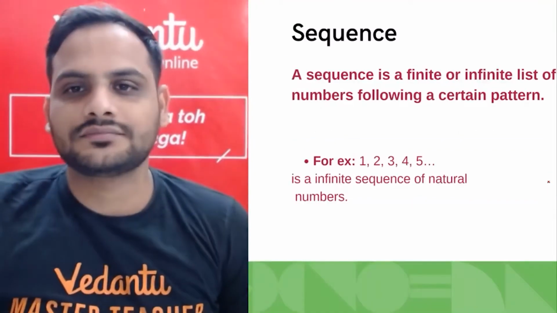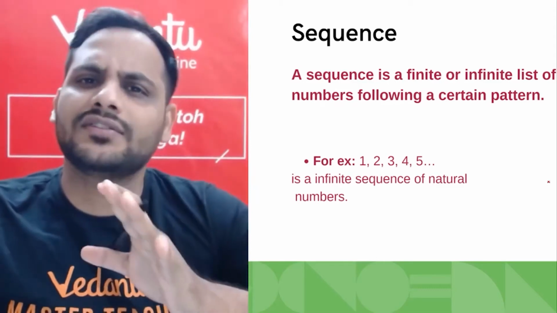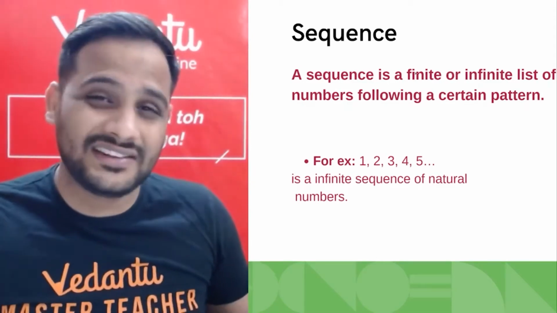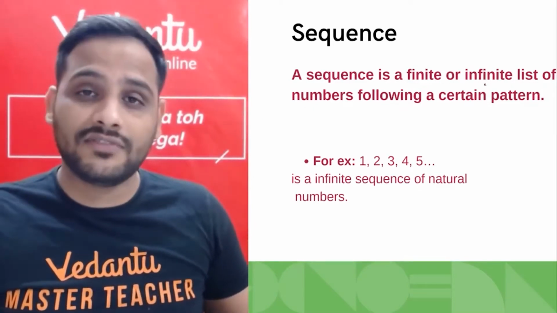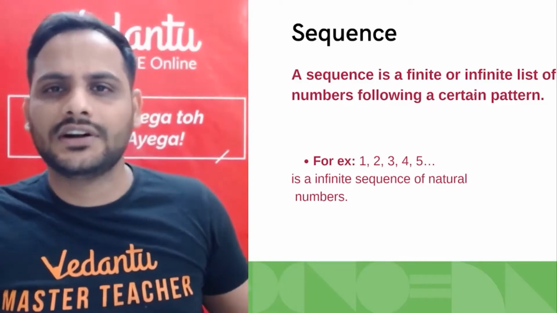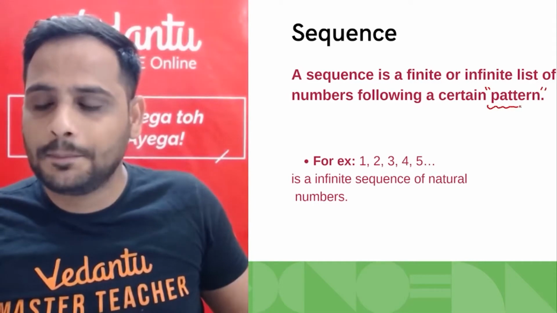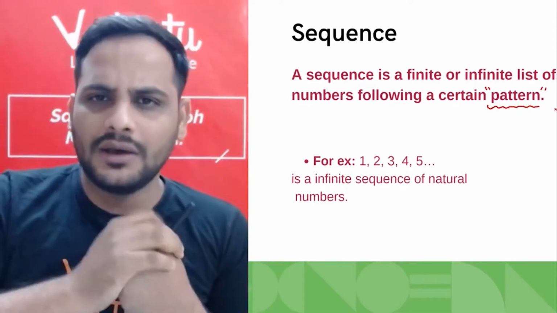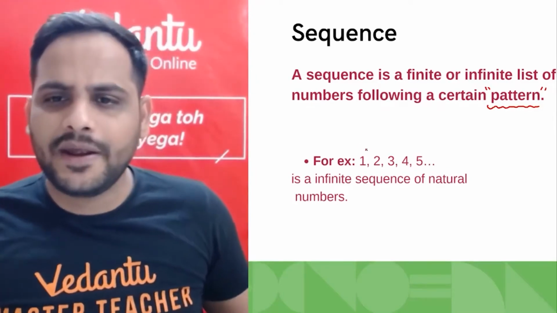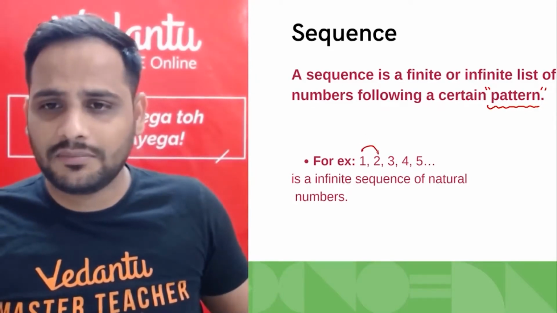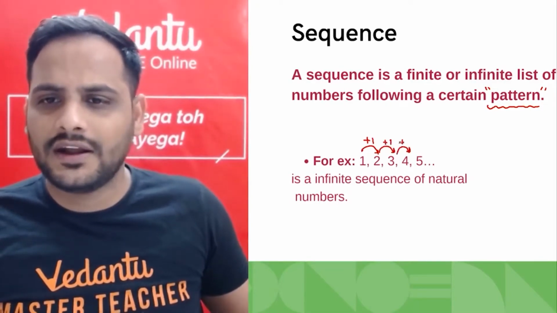Now let's first start with talking about sequence. What is a sequence? By definition, a sequence is a finite or infinite list of numbers following a certain pattern. The important thing to remember is that there must be a pattern. For example, 1, 2, 3, 4, 5, 6. The pattern is that we are adding plus 1 every time.